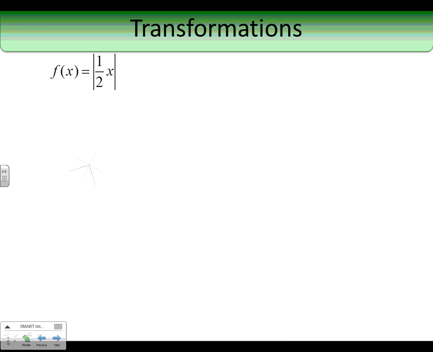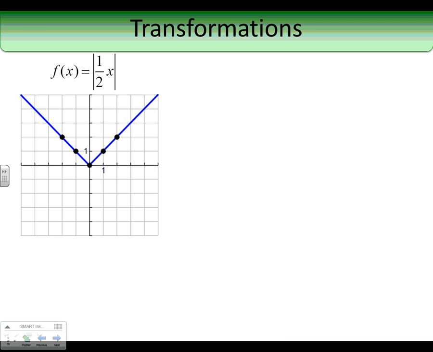Okay, if we have a graph with a scale factor on the inside of the function, so 1/2 is being multiplied by x on the inside. So again, when it's on the outside, it affects the y values. When it's on the inside, it affects the x values. So what that's going to do is kind of compress our graph down. So by a half, everything gets compressed by a half.